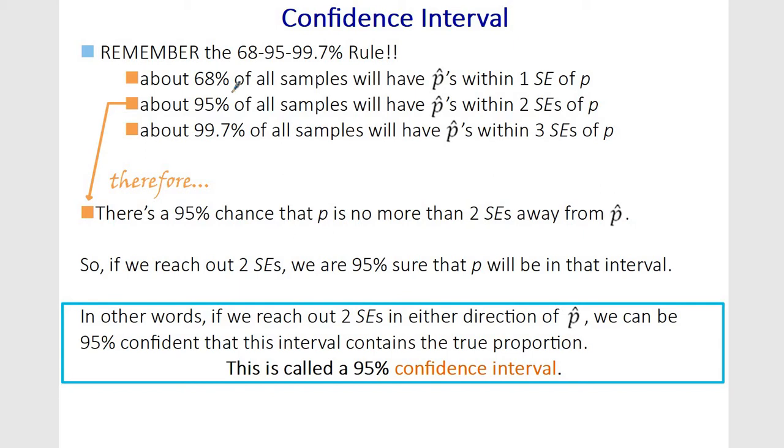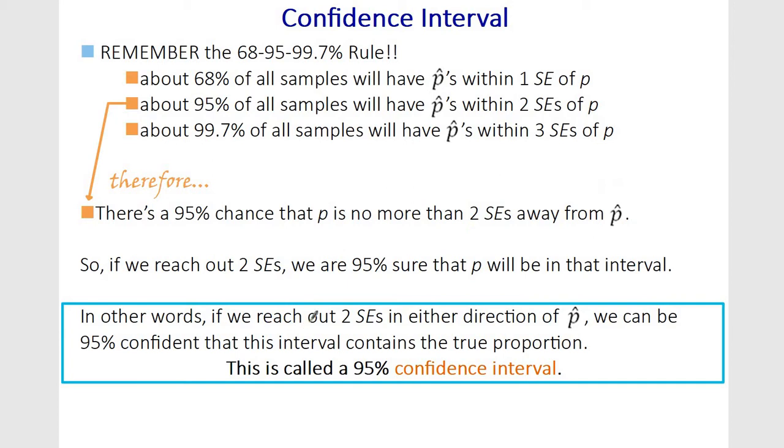Using that rule, we'll know that 68% of all our samples will have a sample mean or sample proportion within one standard error of our proportion. So think of it like this. Usually we use 95%, or within two standard deviations or standard errors. Here it would say there's a 95% chance that the population parameter is no more than two standard errors away from the sample proportion.